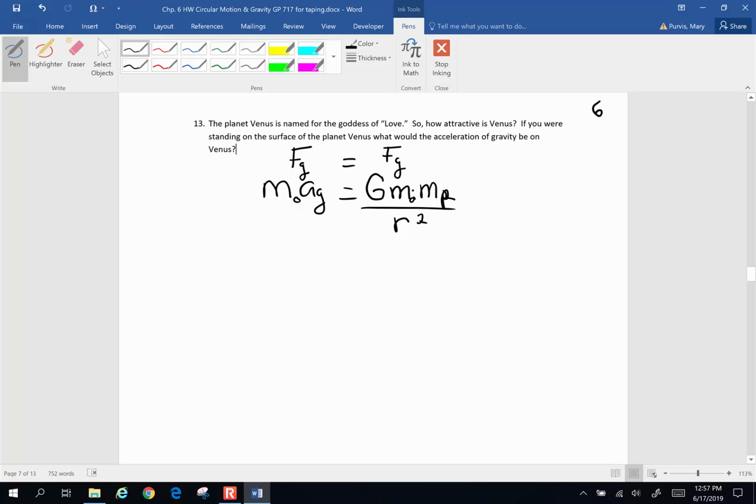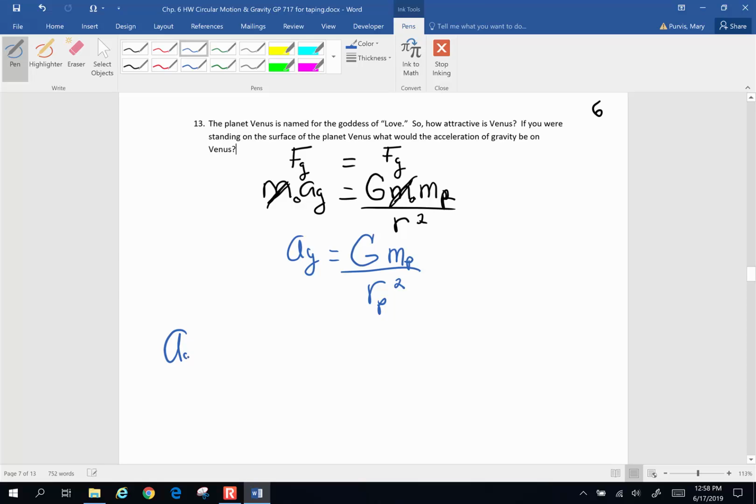If we set these two equal to each other, the test mass or the mass of the object is on both sides and will cancel. So this equation will simplify down to the acceleration of gravity on any planet is going to be equal to the universal gravitation constant, times the mass of the planet, divided by the radius of that planet squared, if you're, of course, standing at the surface.